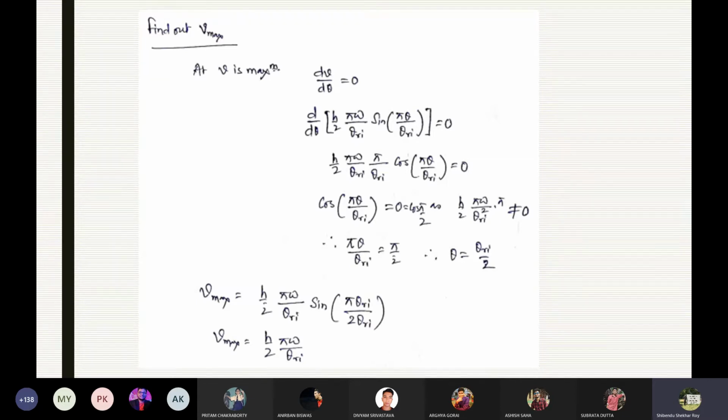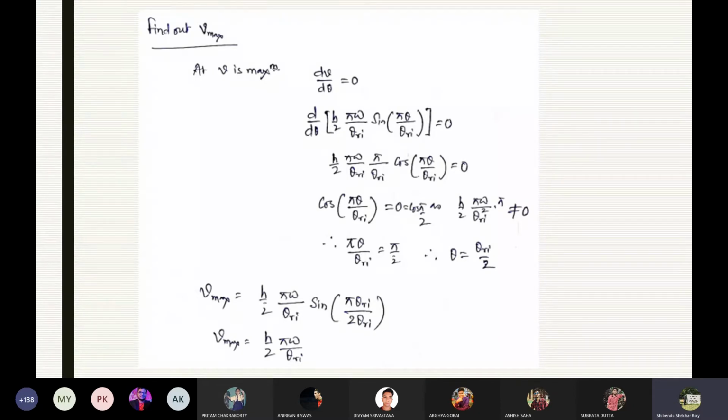Its value will be the maximum one, and V max, putting the value here, you ultimately get V max equal to h by 2 pi omega divided by θ_ri, because when you put the theta expression, θ_ri by 2 gives sin(π/2), which is equal to 1.